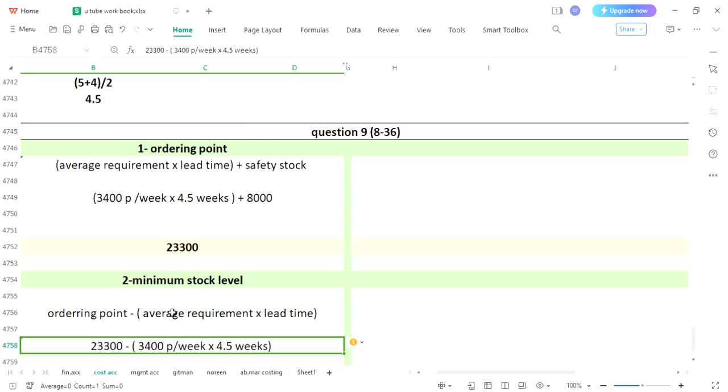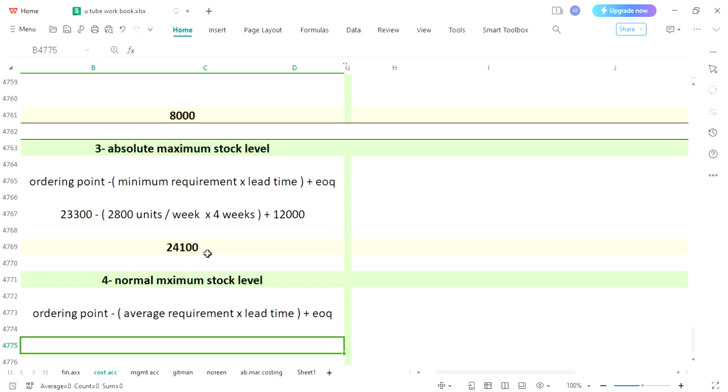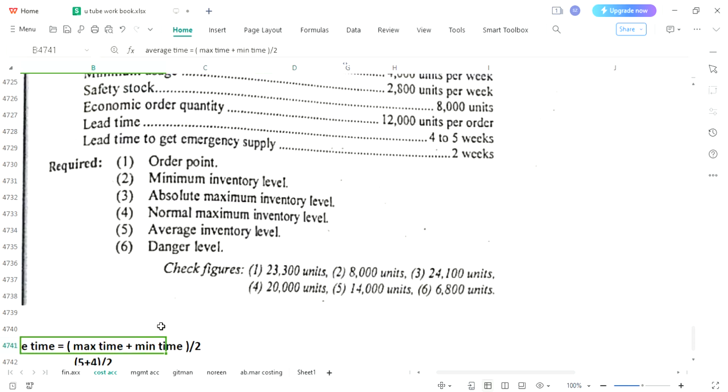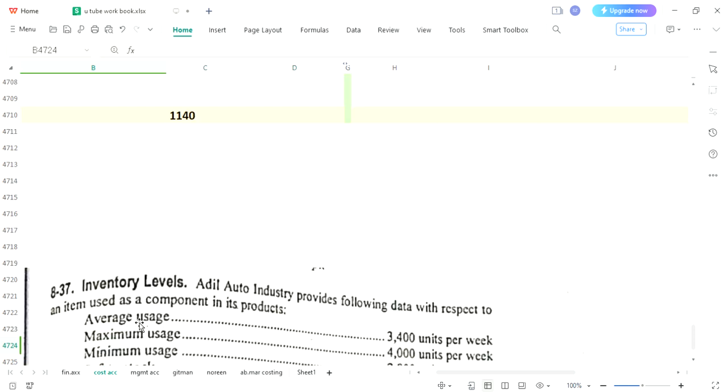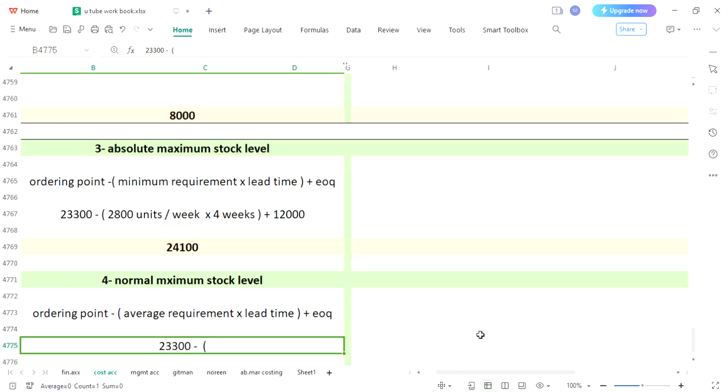Ordering point we have already calculated. Answer is 23300. Please follow this formula. Then we put the sign minus bracket start average requirement. For that, go back to the question. Average usage. Look at here, first line 3400 per week. So here we will be putting 3400 pieces per week, and then we need to multiply it with lead time.